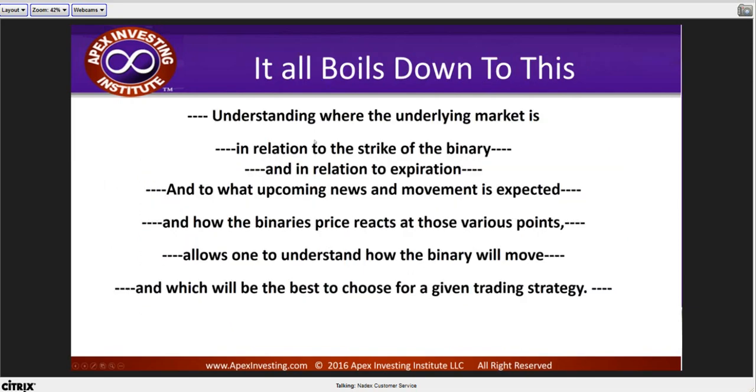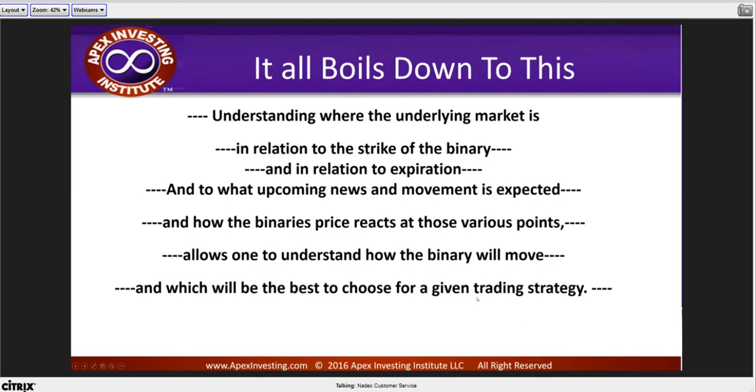Okay, again, it all boils down to where is the underlying market in relation to the strike of the binary, in relation to the expiration, and to what upcoming news and movement is expected. How does the binary price react at those various points? And this allows you to understand how it will move and what's the best one to use.